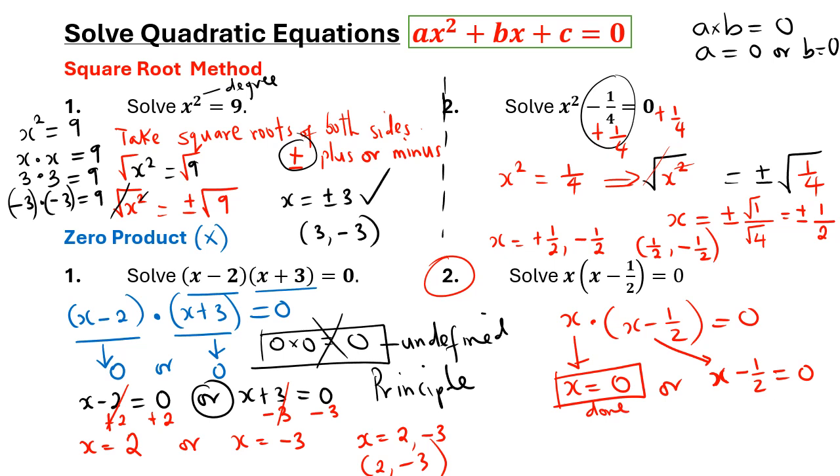But for this part here, we can solve for x. So we add 1/2 to both sides and cross the 1/2 out. That means for the second part, x is going to be equal to 1/2. So hence the solution to the quadratic equation x squared minus 1/4 equals 0, x times x minus 1/2 equal to 0, will be x equal to 0 or 1/2, which you can also write as 0 comma 1/2.